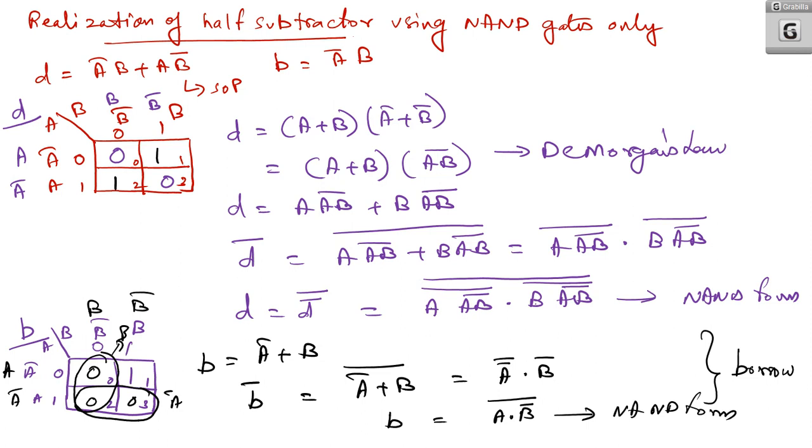If you are going for this combination A dot B bar, you will get an additional NAND gate. So how to avoid these additional NAND gates? Here I am giving a hint. See, here you are having B bar, here you are having B only.